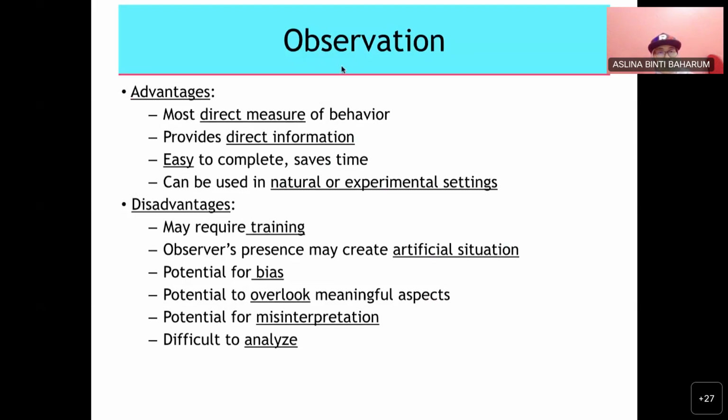For observations, the advantage is that it is the most direct measure of behavior, because you can see, so you can directly measure it. It provides direct information, a direct measurement. Easy, right? Easy, because by observing, you can get something from it. And it saves time. Your analysis will come with your observation, right? It can be used in natural or experimental setting.